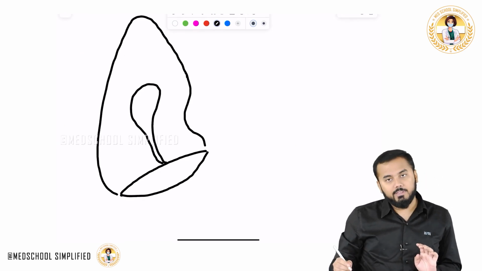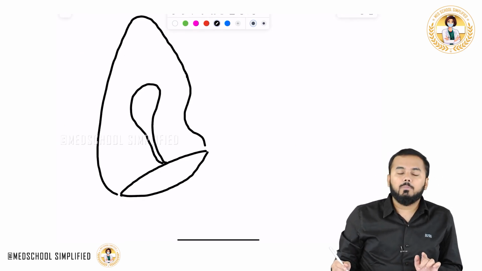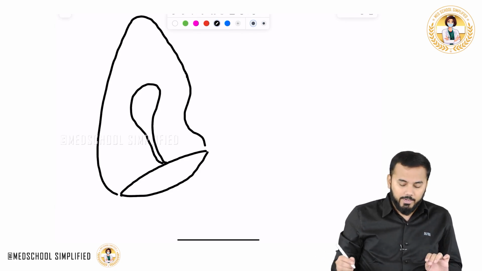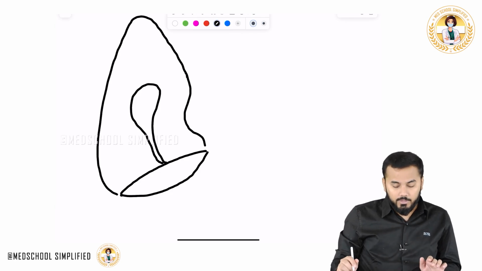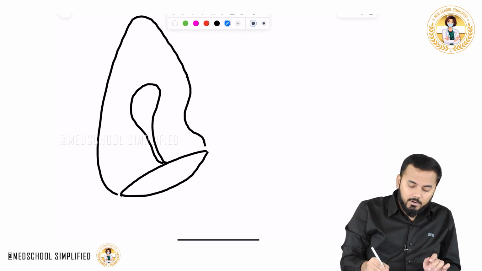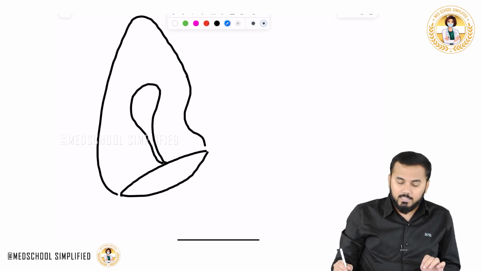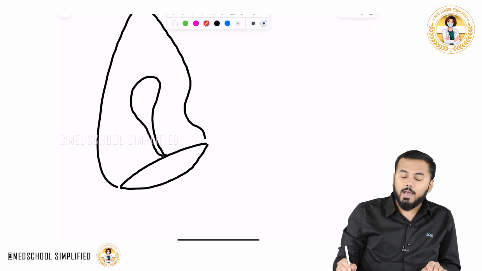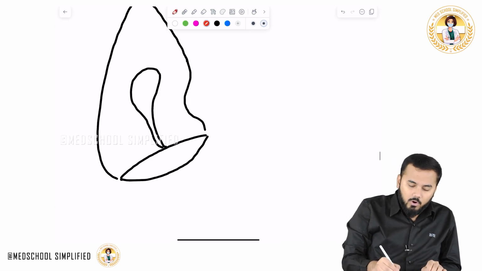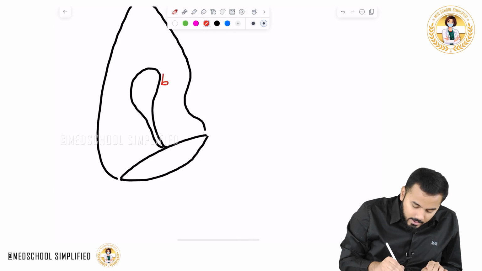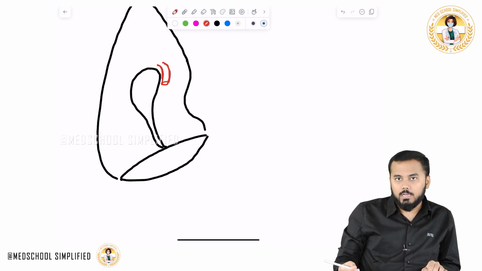All of you are aware of this picture. We have the eparterial bronchus and hyparterial bronchus. We have also discussed the aorta. So these are the structures located over here. Apart from this, there are a few more structures you need to understand. All of you know that we have the aorta. Here we have the arch of the aorta. This is called the arch of the aorta.